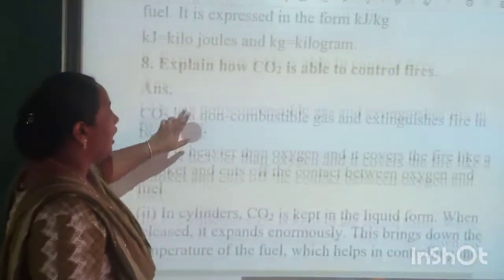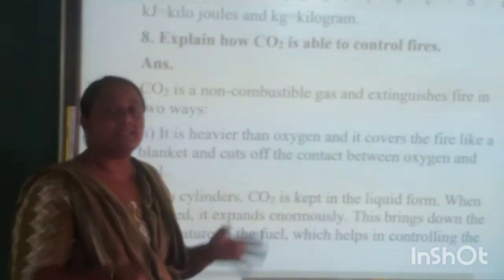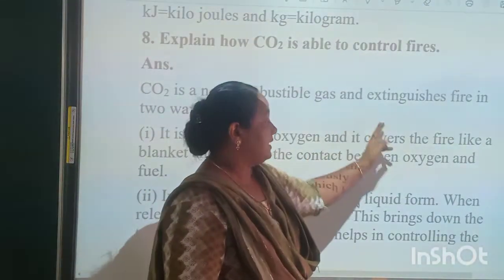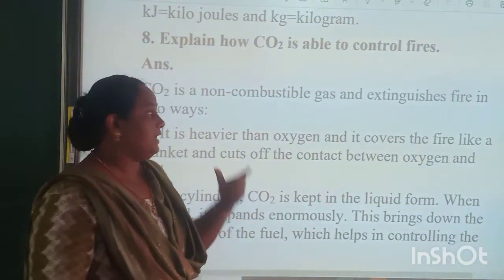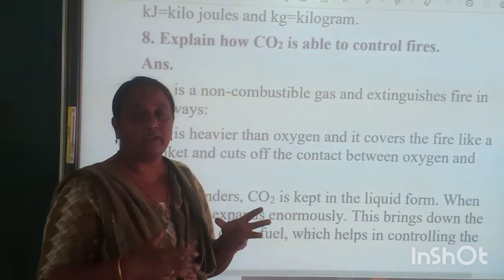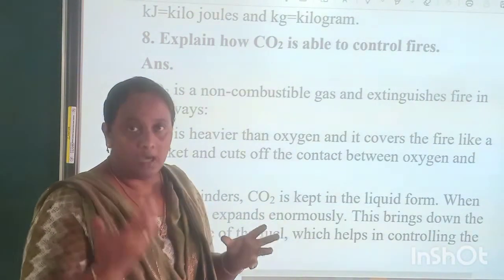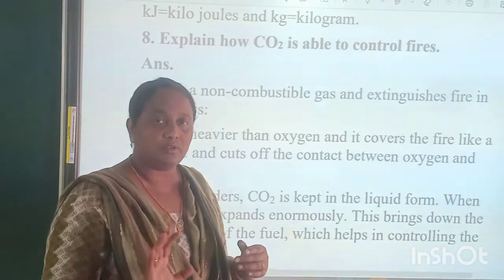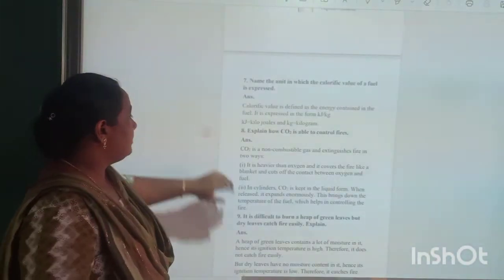Then explain how CO2 is able to control fire. How can this CO2 control the fire? CO2 is a non-combustible gas and extinguishes fire in two ways. Actually, CO2 does not support combustion. We said that oxygen helps in burning the fire, but CO2 is actually an extinguisher, that is, it will not burn.